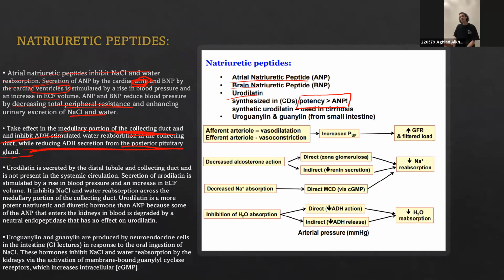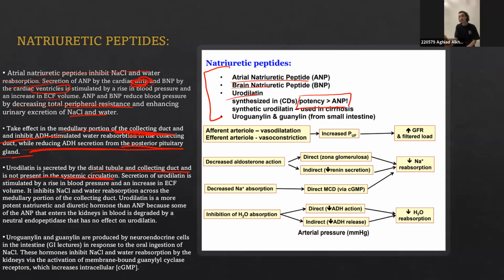Now on to urodilatin, another natriuretic peptide. They all have one purpose, right? That is to get rid of the water. We don't want water. So urodilatin is secreted by the distal tubule and collecting duct. Now that's a major difference, right? It's not present in systemic circulation. It's in the distal tubule and collecting duct only. This is where it's secreted.